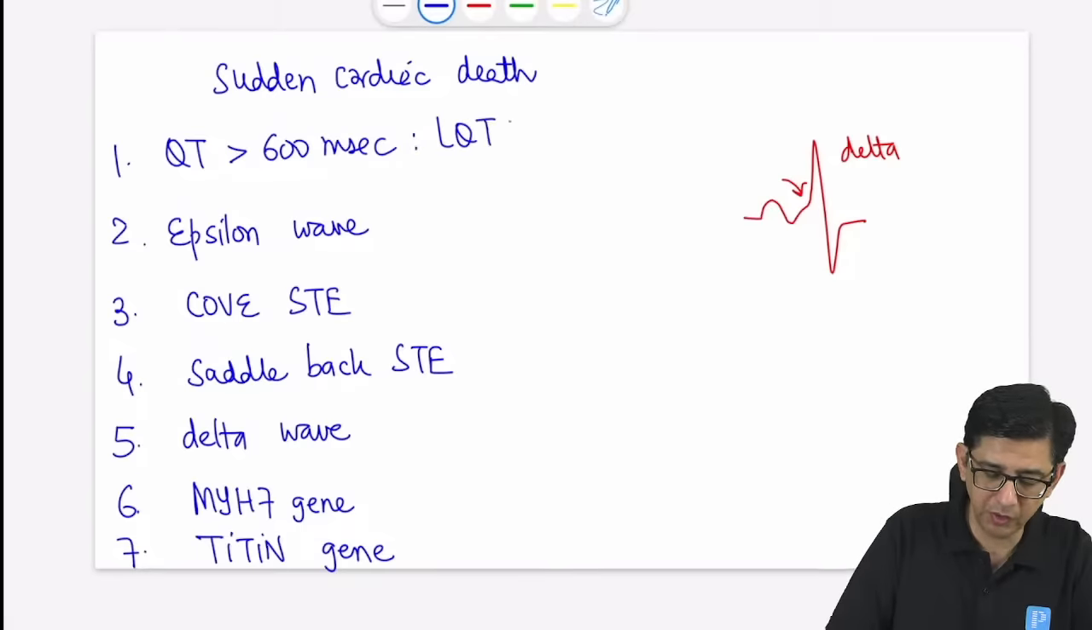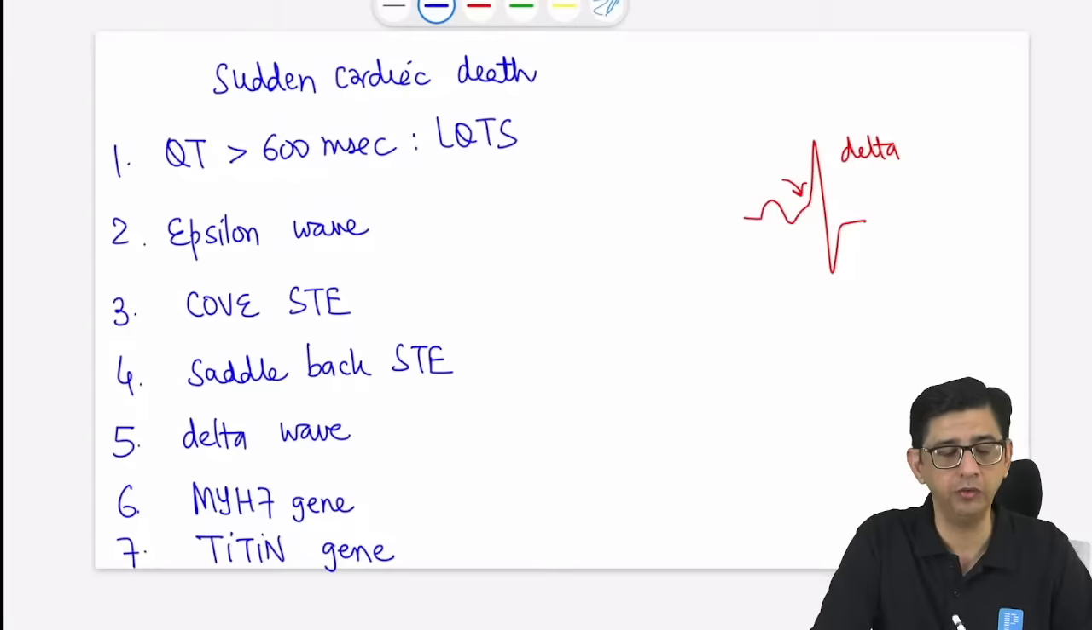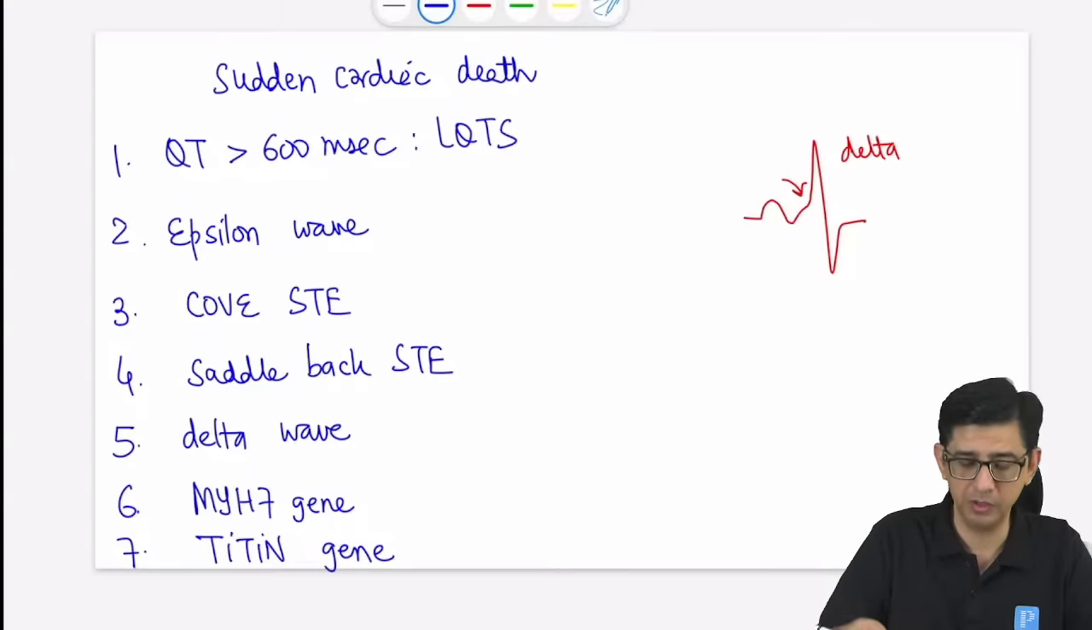QT more than 600 milliseconds would be long QT syndrome, and long QT syndrome usually has an arrhythmia. That arrhythmia would be in the form of torsades de pointes.